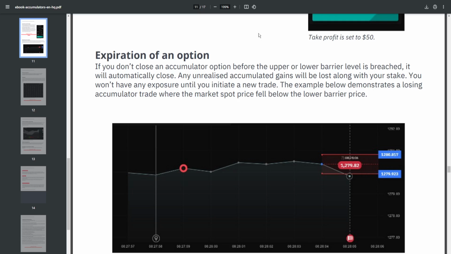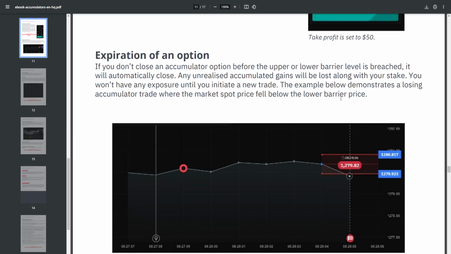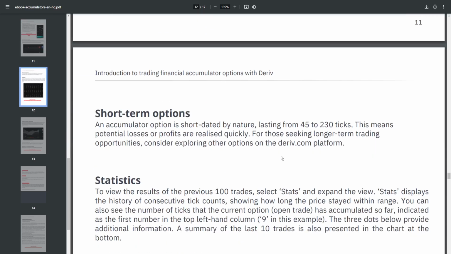This example below demonstrates a losing accumulator trade when the market spot price fell below the barrier. So if you do not close your trade when it is between these two barriers, immediately this barrier level is breached, or this one, the trade will be automatically closed. So be very careful when you're trading it. Or once you see that this line chart is approaching the barriers, please close your trade immediately so that you can avoid experiencing a loss.